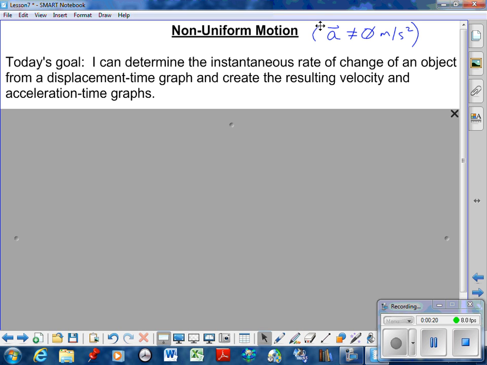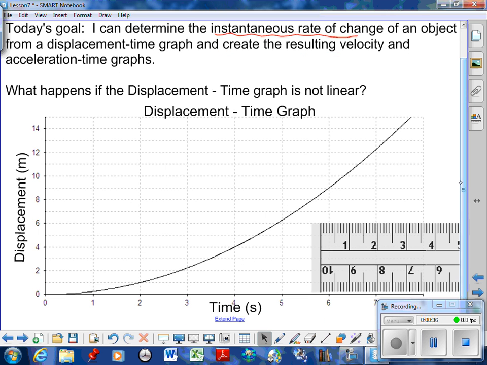I can determine the goal for today. I can determine the instantaneous rate of change of an object, and that's going to be the challenge of the day. From a displacement time graph, create the resulting velocity and acceleration time graphs. So for this, you're going to need a ruler, very important.